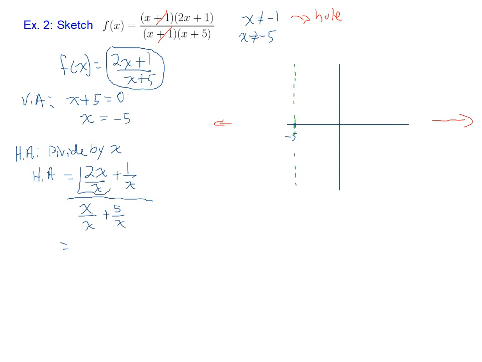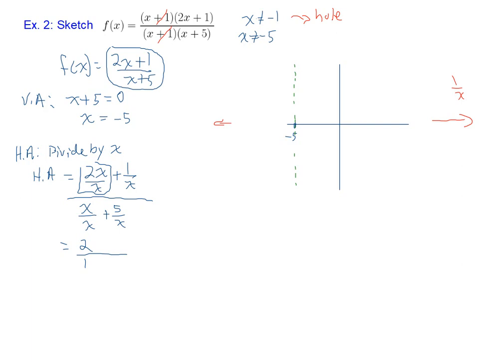So 2x divided by x, that's just equal to 2. x divided by x is equal to 1, so we'll jot that down. Now this is the hard part here. What's 1 divided by x? Well, again, we want to see what's happening when x gets really, really large. So what happens to 1 over x as x becomes infinitely large?